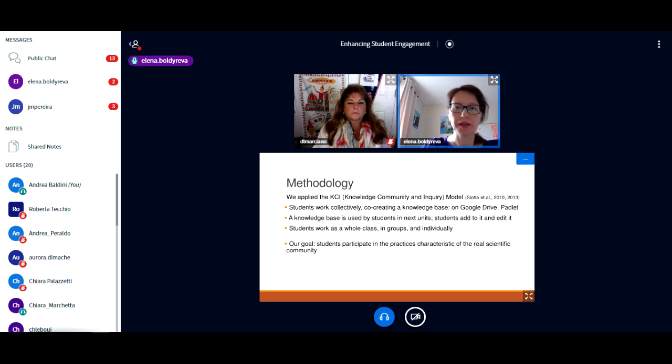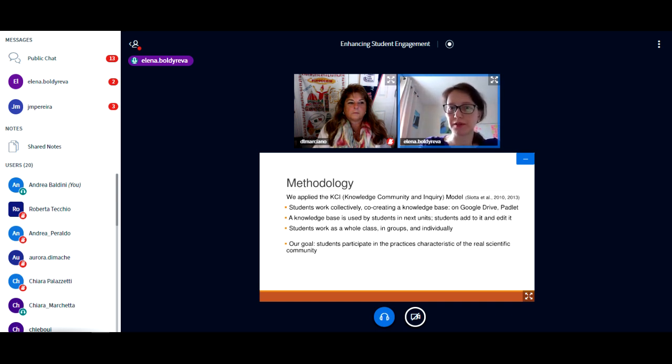Okay, here we're applying the KCI model, which is a knowledge, community, and inquiry model. In this model, students work collectively. They co-create a knowledge base, and it is built progressively using available technologies and platforms such as Google Drive, Google Documents, and, for example, Padlet.